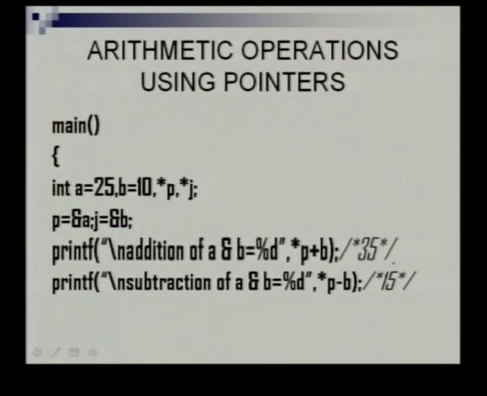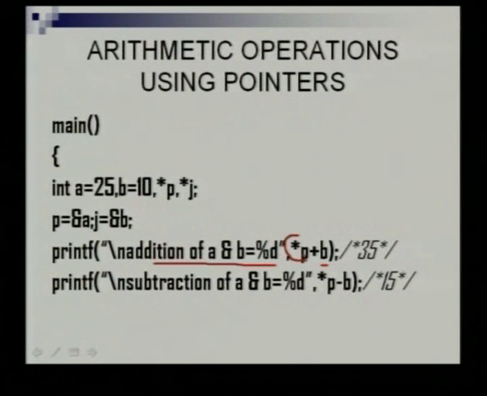Now in just a single printf statement itself, I am performing the addition. Here, if you see, addition of a and b, %d I have given. This is a pointer variable and this is a common variable. Now this pointer variable's value is accessed using pointer p, which is nothing but 25, because a's address is in p, so pointer p will hold a's value. So 25 plus b, the common variable that is holding 10.